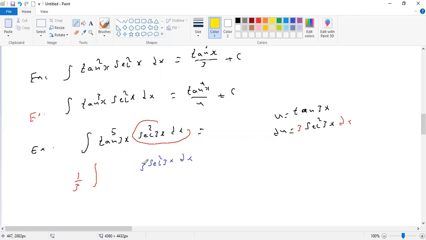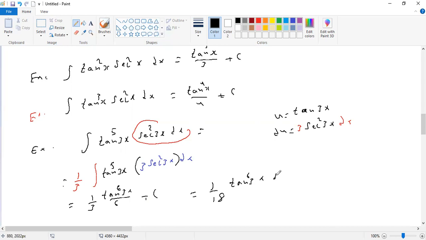Look here, the 3 with the 3 is 1, so they are still equal. And what do you have? Tan to the power 5 of 3x. Now, what is the derivative of tan 3x? 3 secant squared. So the answer is tan to the power n plus 1 over n plus 1 plus c, that means 1 over 18 tan to the power 6 of 3x plus c.